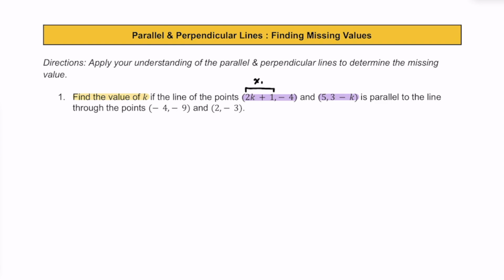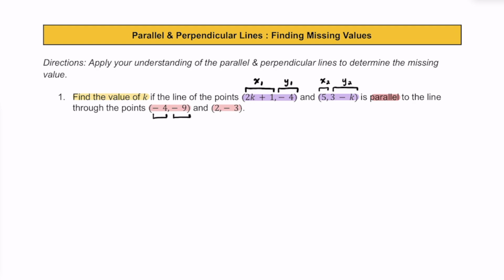This 2k + 1 will be our x1, and this -4 will be our y1. This 5 over here will be our x2, and this 3 - k will be our y2. Now this line is going to be parallel to another line that has the given points of (-4, -9) and (2, -3).